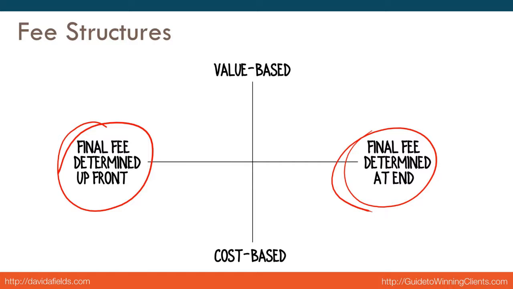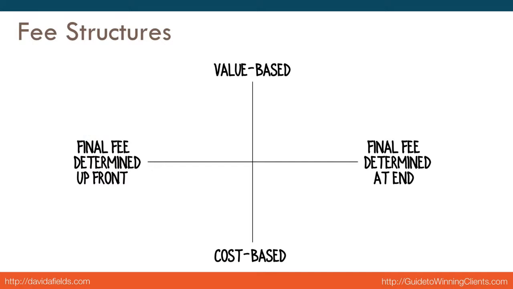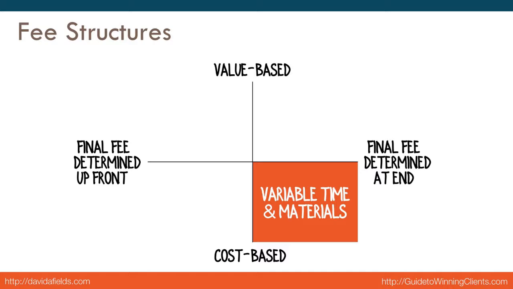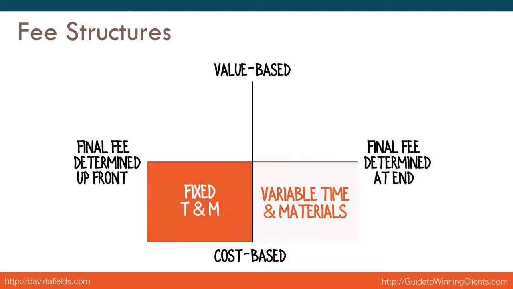So like any good consultant, I've got a 2x2 matrix here. And so we can look at 4 fee structures. Down here is variable time and materials. That's the most traditional approach to building consulting projects. It's also one of the worst for consultants and also for clients. Then over here is fixed time and materials. And that's where you quote the client a fixed price, which behind the scenes you may have determined based on your estimate of the number of man hours or days or whatever that it will take to do the project. But you don't necessarily show that to the client. You just show them the fixed price.